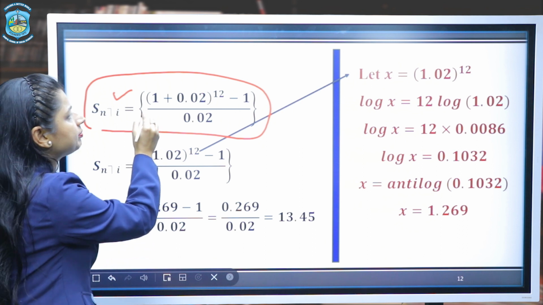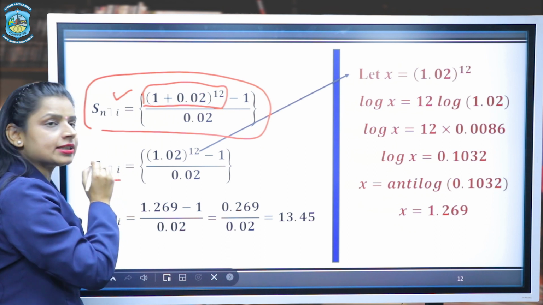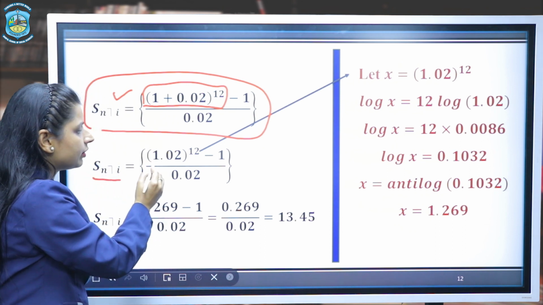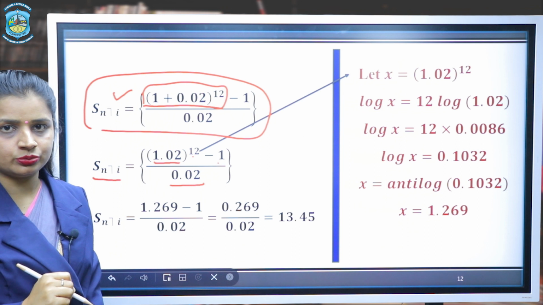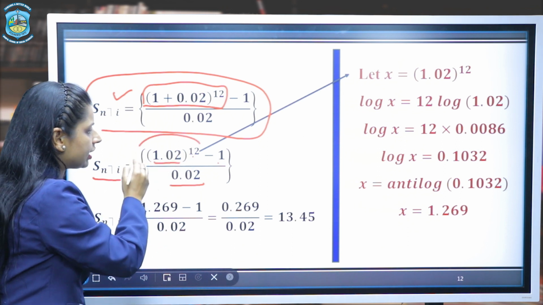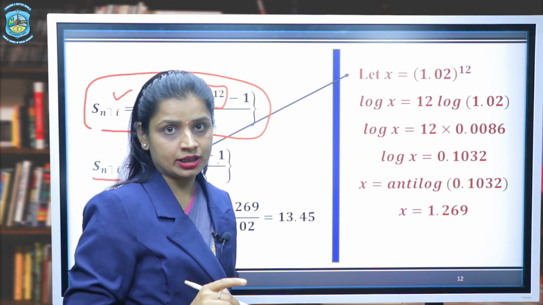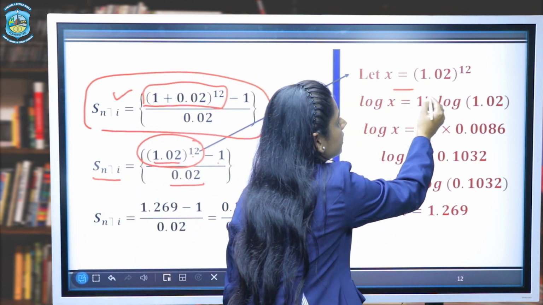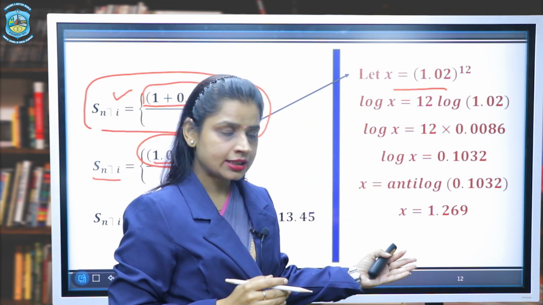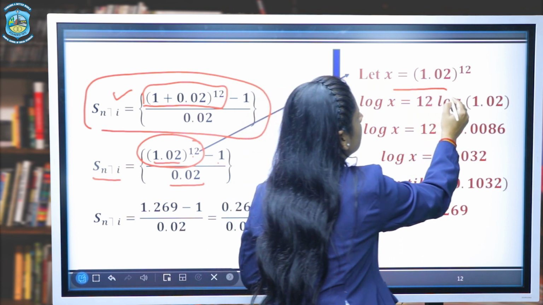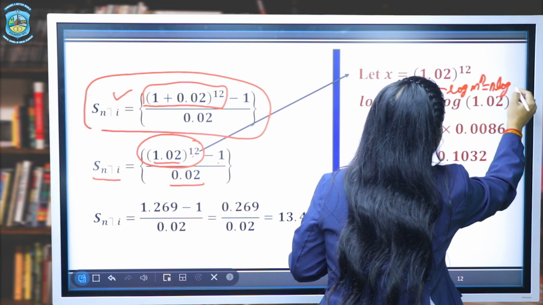Now, first we will simplify this bracket. So, obviously the value of s angle n at i is (1.02 to the power 12 minus 1) upon 0.02. Now we have to find this value. To calculate it, we will use the technique of logarithm, and we will take x as 1.02 to the power 12. Then we take log on both sides and apply the formula log of m to the power n, which is equal to n log m.